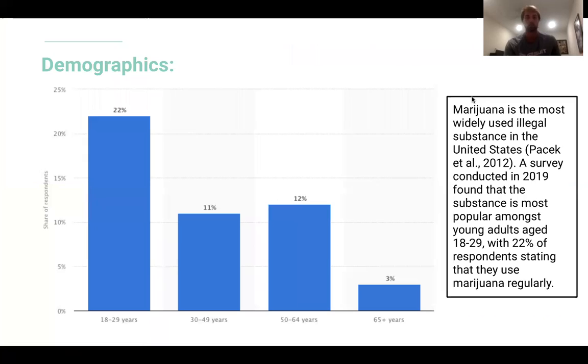Demographics. So as I mentioned before, marijuana is very regularly used and is enjoyed by many of all ages and backgrounds. Not surprisingly, it is the most widely used illegal substance in the US. As you can see, it is quite popular among young adults. This graph shows that based on the survey conducted in 2019, the substance is most popular among young adults within the ages of 18 and 29, with 22% of the respondents stating that they use marijuana regularly.